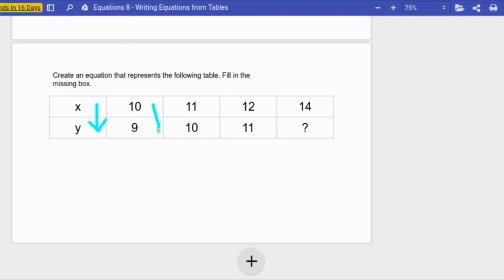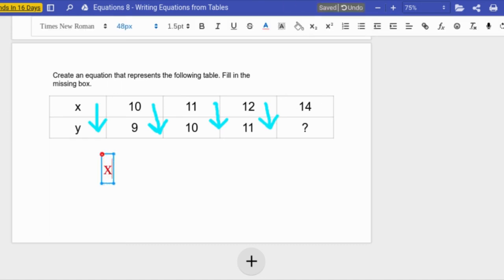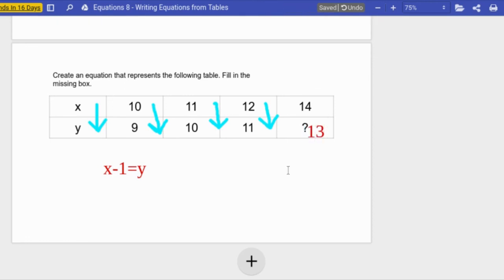So to get from 10 to 9, I can subtract 1. That looks like to get from 11 to 10, I subtract 1, and 12 to 11, I subtract 1. So it looks like every time I'm just subtracting 1. So whatever my x is, I subtract 1, and that equals my y value. So if I do that here, 14 subtract 1 is 13.